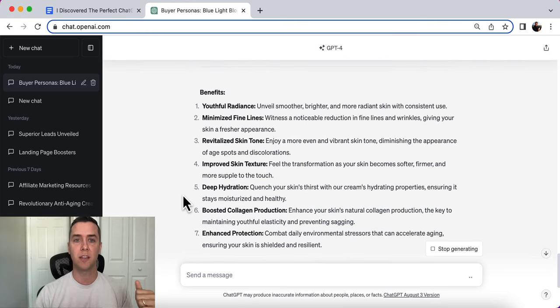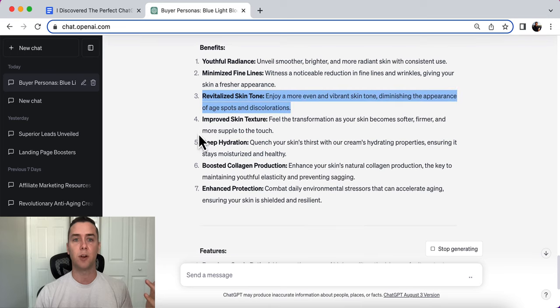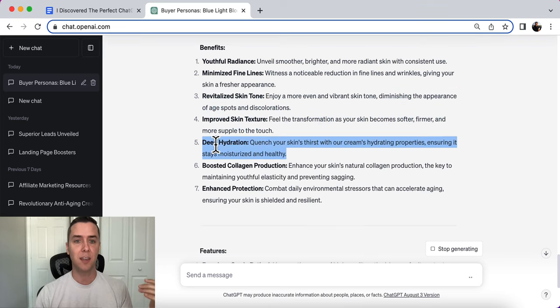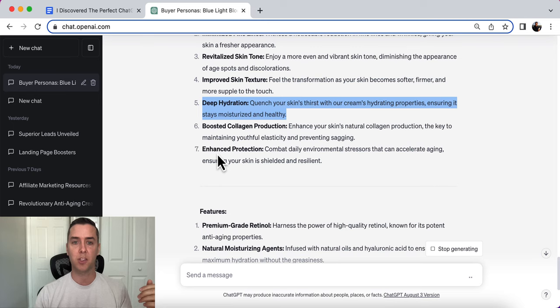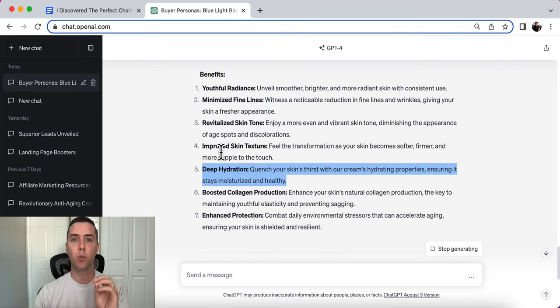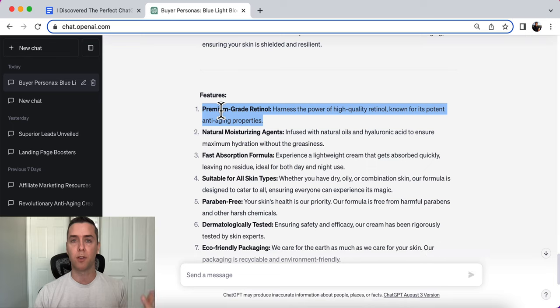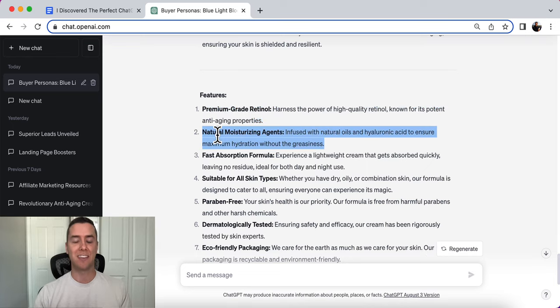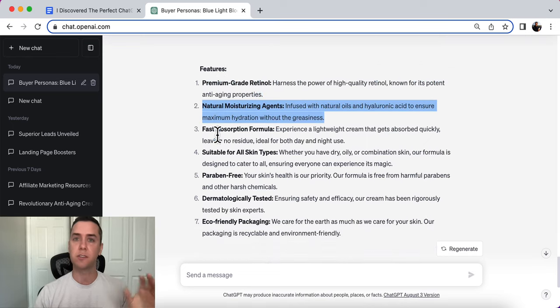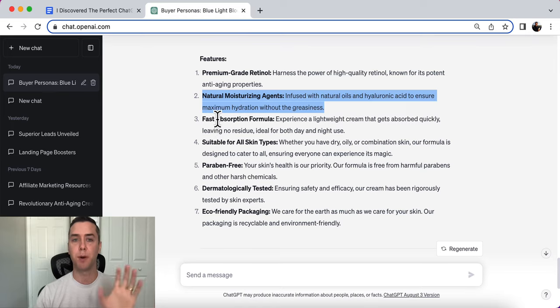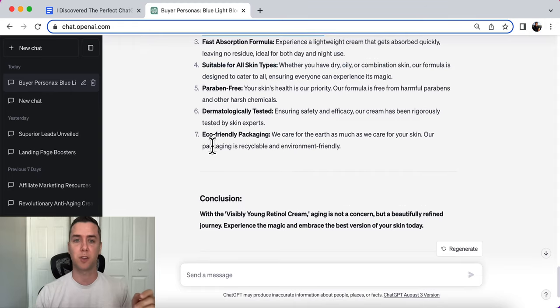Okay. So here it is. Youthful radiance, minimize fine lines, revitalize skin tone, improved skin texture, deep hydration, boosted collagen production, enhanced protection. Do you see people would buy an anti-aging skincare cream based on that? All right, the features are important, but they're not going to buy because it's a premium grade retinol. No, they're not going to buy because it has natural moisturizing agents. No, they're going to buy for the benefits, but we still need to include the features in there. All right. And that's where this prompt is going to help you.